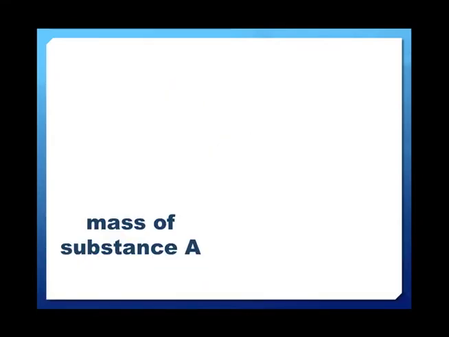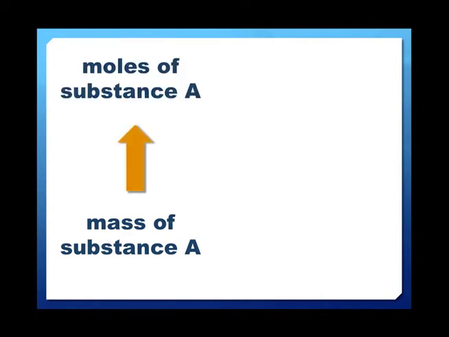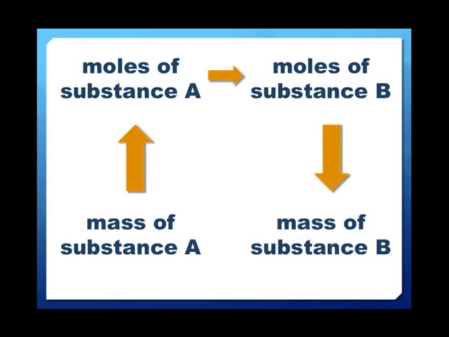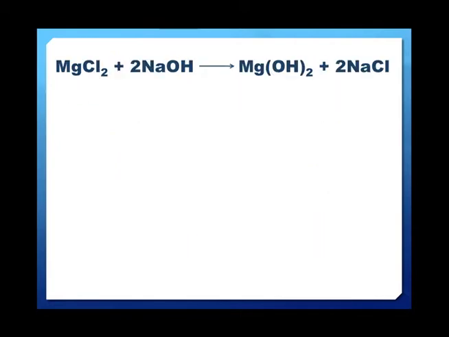When we do calculations like this, we will always convert a given mass into moles for that substance, then use the stoichiometric factor to convert to moles of the other substance, then convert back to mass for that other substance. So we can expect to use 3 separate conversion factors. Let's look at an example.